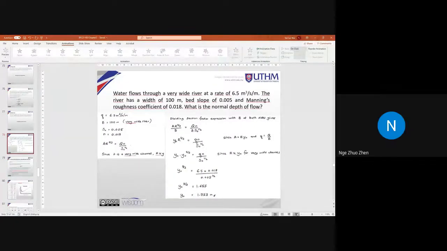Okay, doctor, I have a question. If I use lowercase q equal to uppercase Q divided by B, and then I use the formula A R to the power of 2/3 equals Q N over S naught to the power of half, you can do it. You can get almost the same answer. Yes, all right, don't worry.